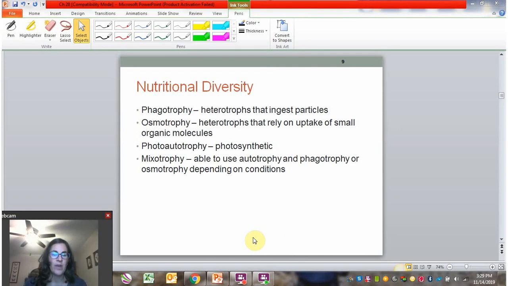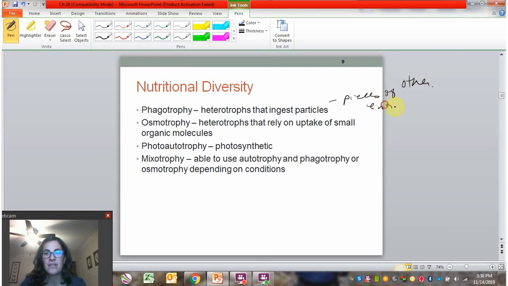Protists have a wide array of ways that they get their food, and this is due to their evolutionary history. So let's take a look at some terms related to how they get their food, and then explore how they ended up with really diverse ways to access food. So phagotrophy is protists that are heterotrophic, because they can ingest particles. This could be pieces of other living things, or in some cases, it's entire cells that they're able to ingest.